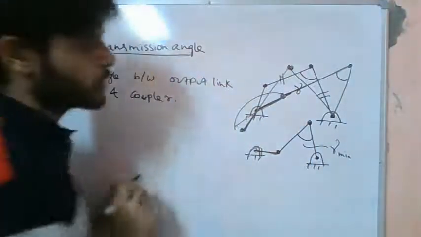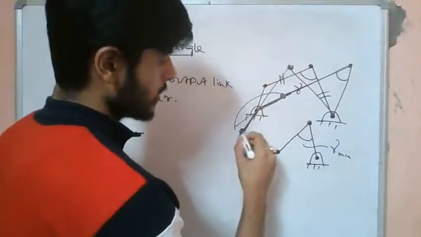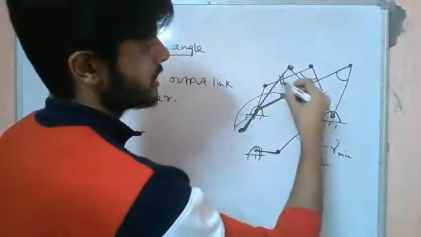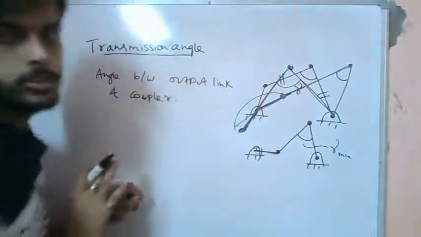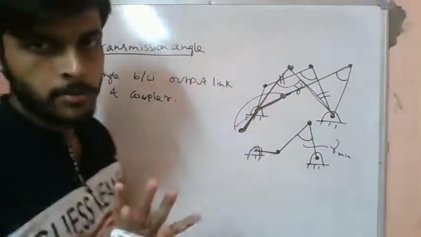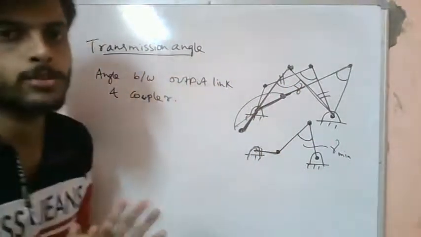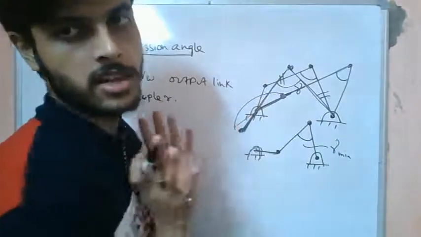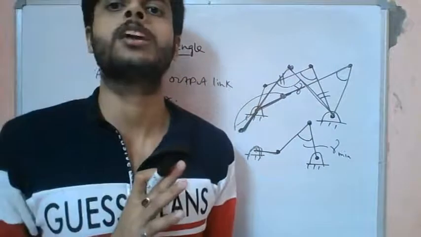So for the non-Grashof chain, this is our crank, this is our coupler, and this is another transmission angle. So the transmission angle can attain its extremities, maximum and minimum, for a non-Grashof chain when the input link and the coupler come in a single straight line.